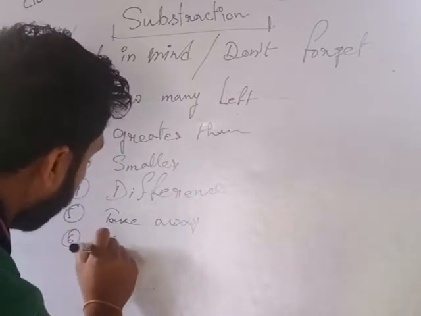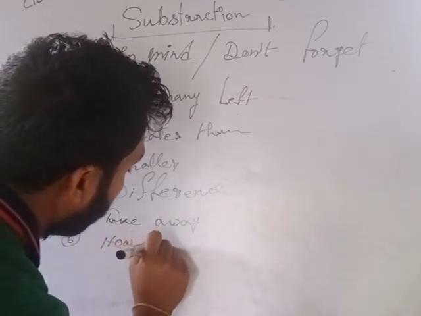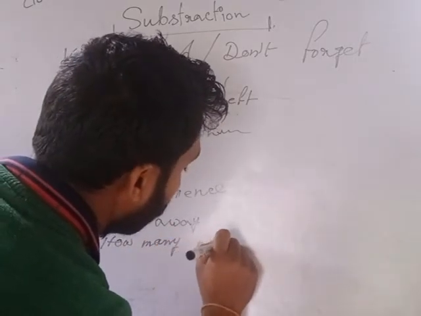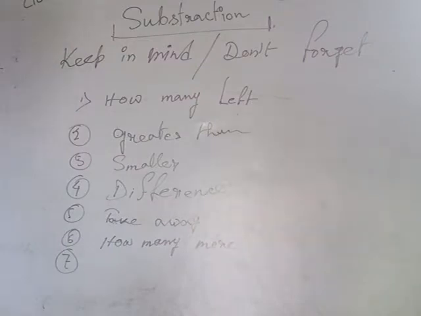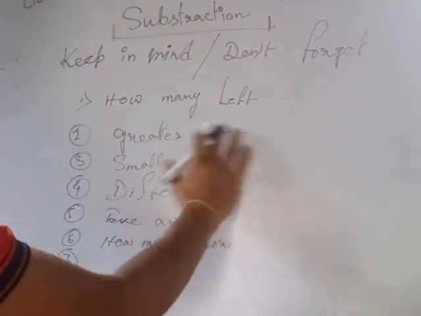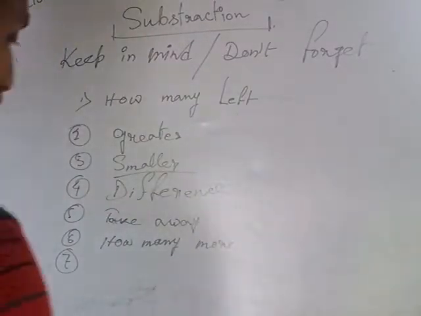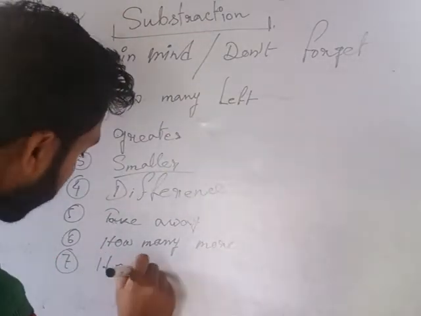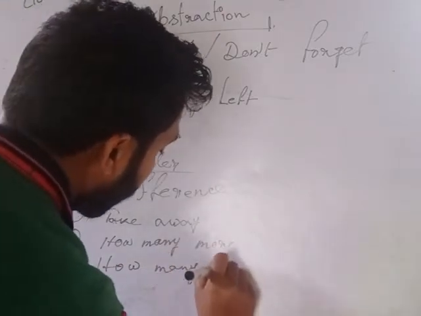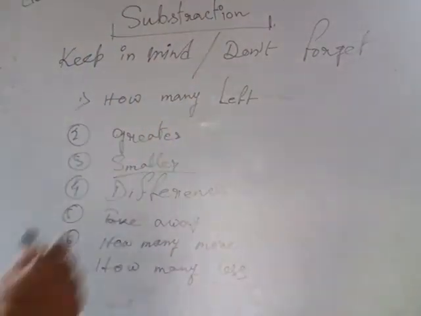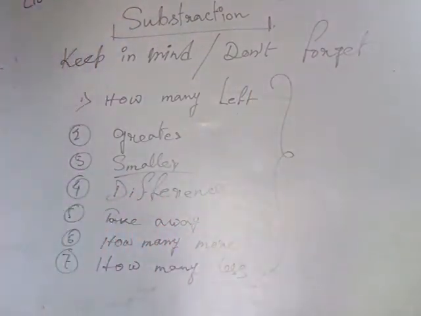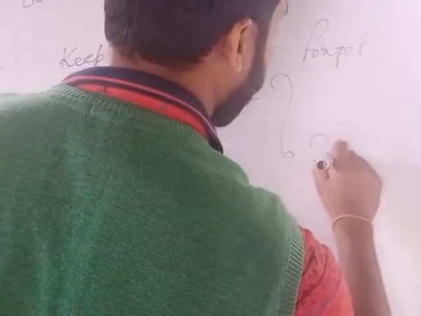Take away, how many more. Okay, take away means we should subtract the number. How many more, how many left, the same, greater, smaller, different, take away, how many more, and so on. How many less is also the same. All of these times we should subtract the numbers.